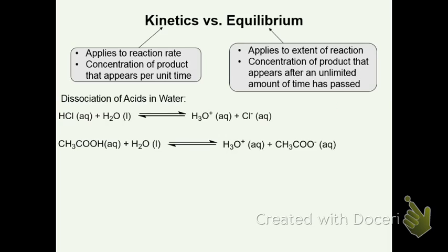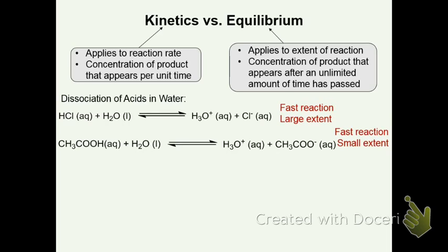acetate ions. So the dissociation of hydrochloric acid in water is a fast reaction, and we say that it has a large extent. So when equilibrium is established, the concentrations of hydronium and chloride are very high, and the concentration of HCl is very low. So this is a fast reaction that occurs to a large extent. So very quickly, we can form large amounts of hydronium and chloride.